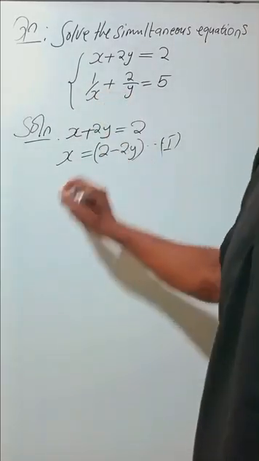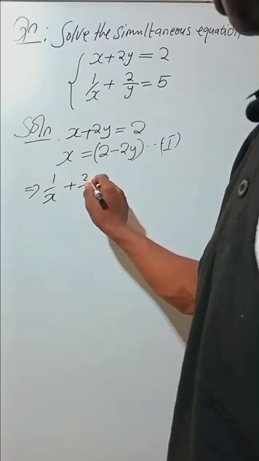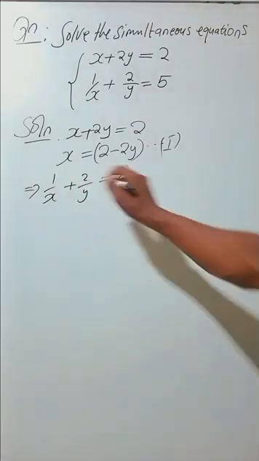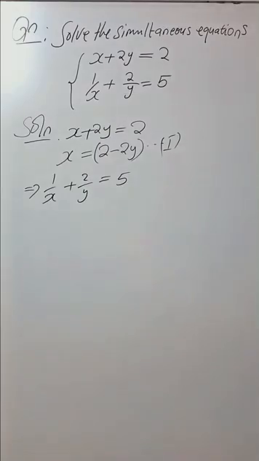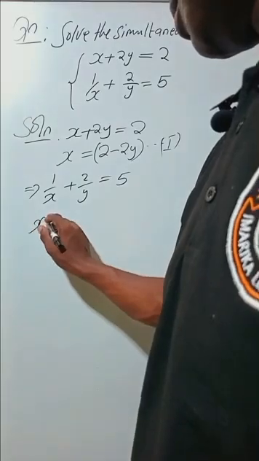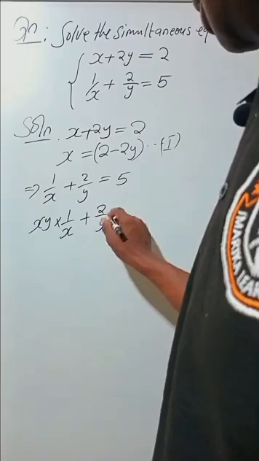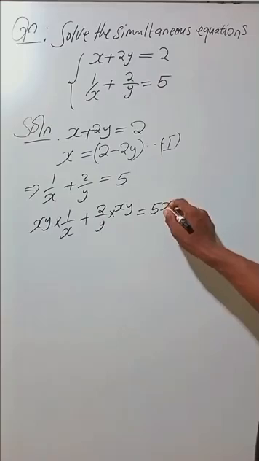Then from equation number 2, we have 1 over x plus 2 over y is equal to 5. Okay, the easiest way to do this one is to multiply each term by xy. How will it be? So let me show you. xy times 1 over x, then 2 over y times xy, is equal to 5xy.